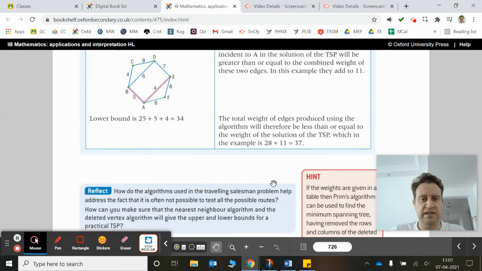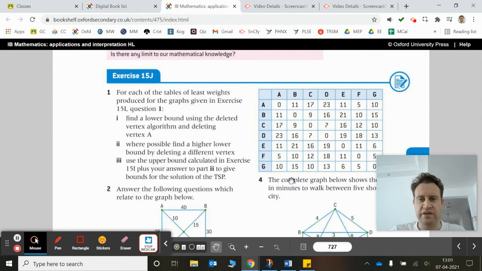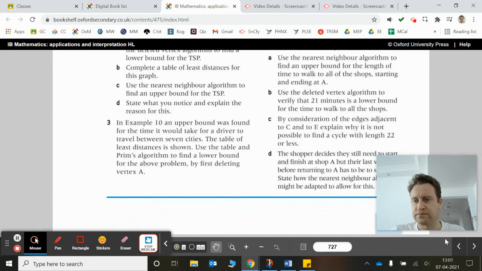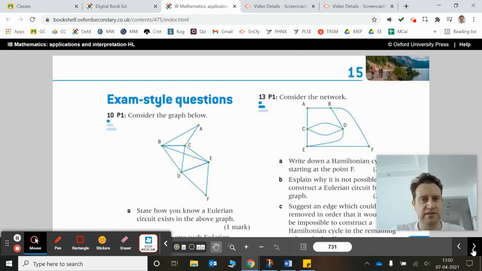Okay, right, there we go. 15J, last exercise in the book. Give it a go. And beyond that, you've got the chapter summary, the chapter review, and beyond that, exam style questions. Right, okay, well, thank you for listening in, and good luck with the exercise.